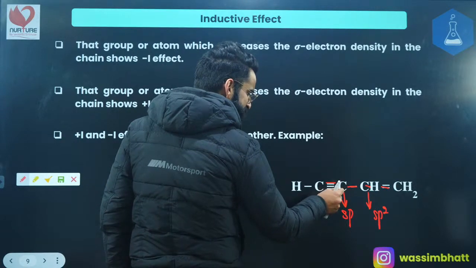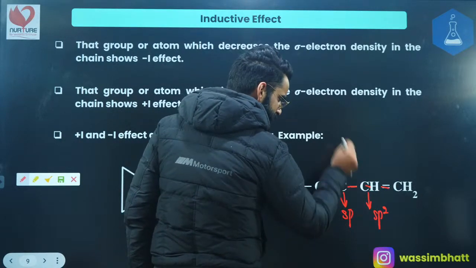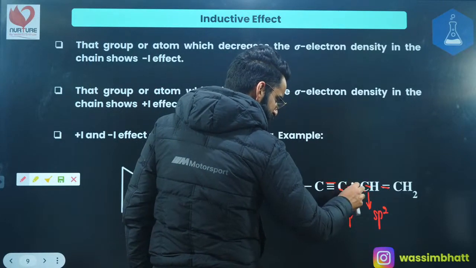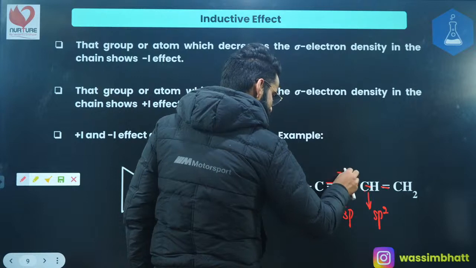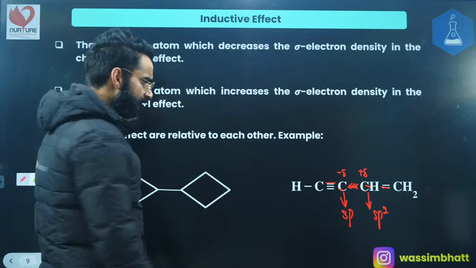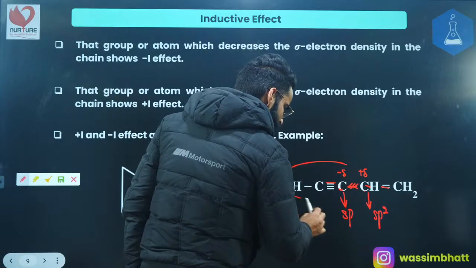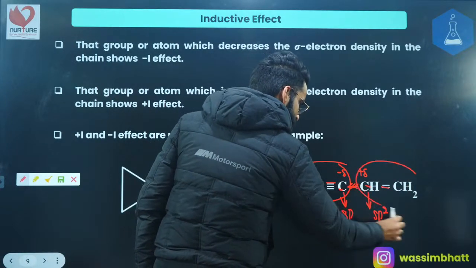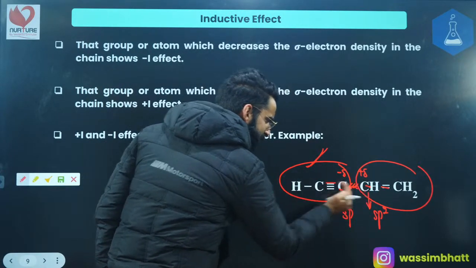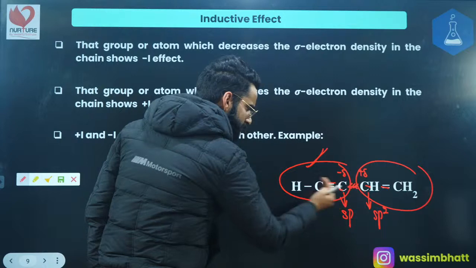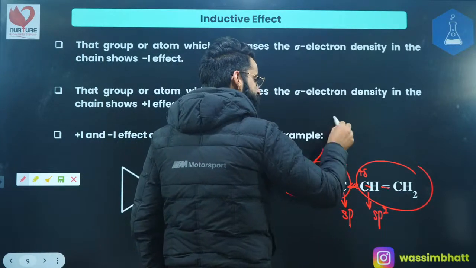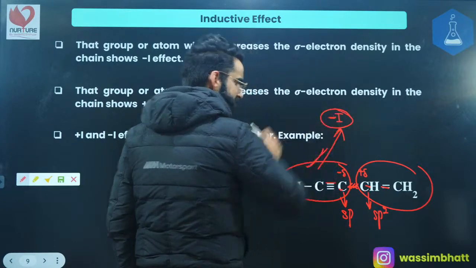So this carbon is more electronegative than that carbon. If this carbon is more electronegative, it's going to drag the sigma electrons towards itself, right? Due to which it gets delta negative and this gets delta positive. If I talk about this group in particular, can I say this group is dragging the sigma electrons towards itself? So can I say this group is showing minus I effect? Yes, it's showing minus I.